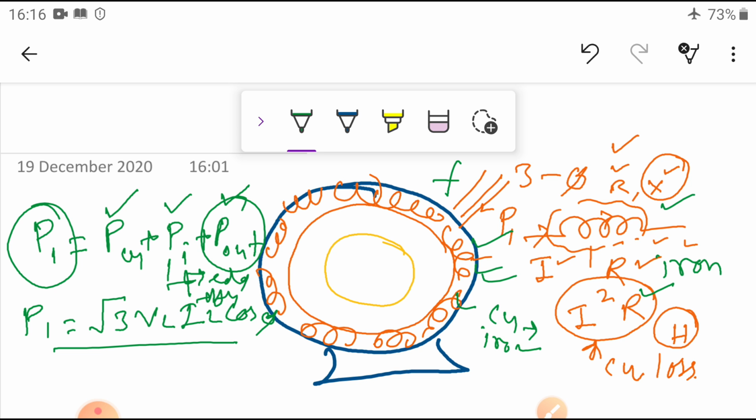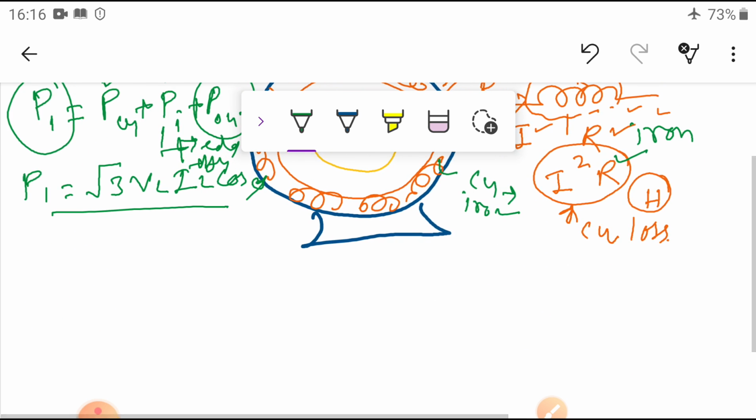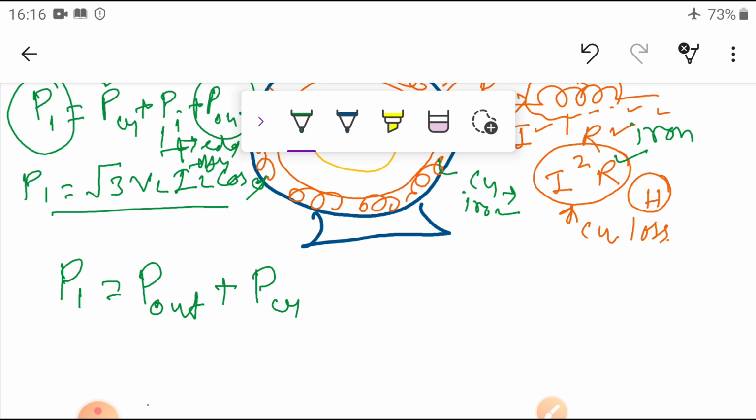So that means whatever the electrical input power is given, that is P1, we can use as P stator, stator output. So we can say this is the output plus some copper losses, P stator copper losses, plus P iron losses in stator. Okay, so this is the power.